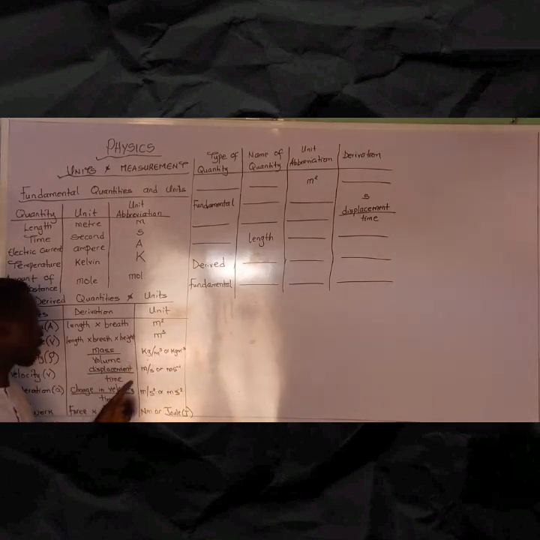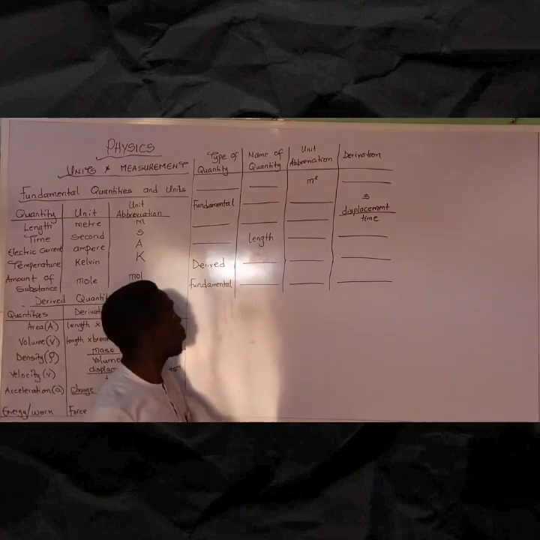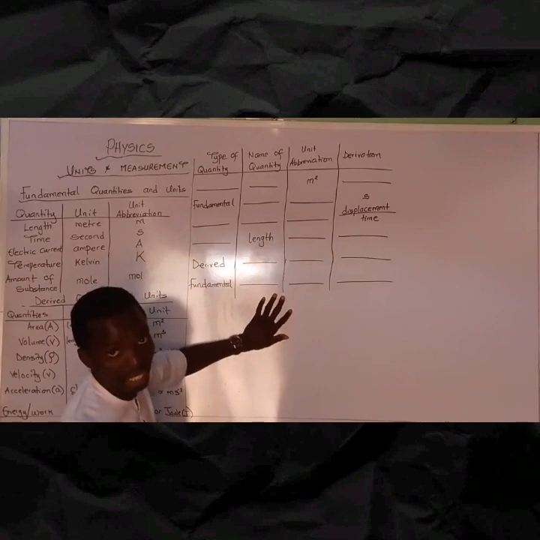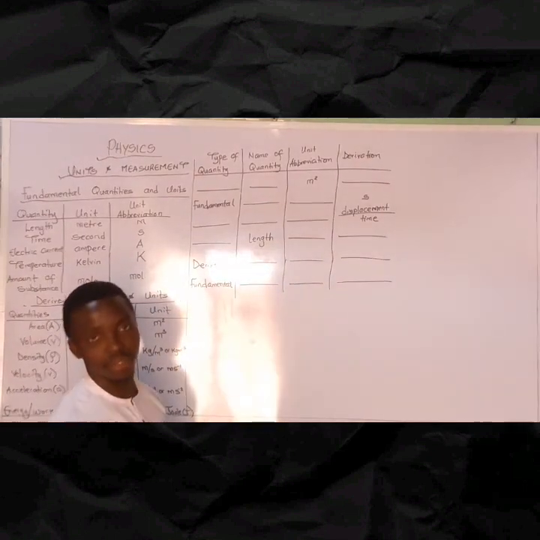Velocity is displacement over time, which is meter per second, or in this form. Acceleration is change in velocity over time, which is meter per second squared, or this. Energy is force times distance, which is Newton meter, or joule. So we have this as an exercise. Let's see what we can do about this.